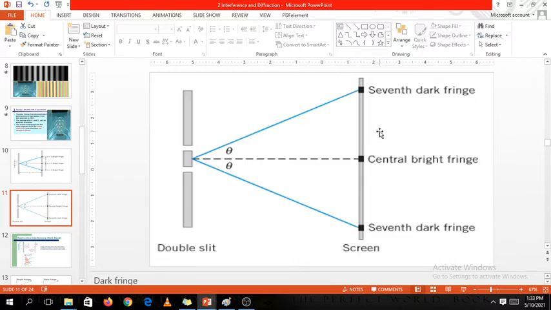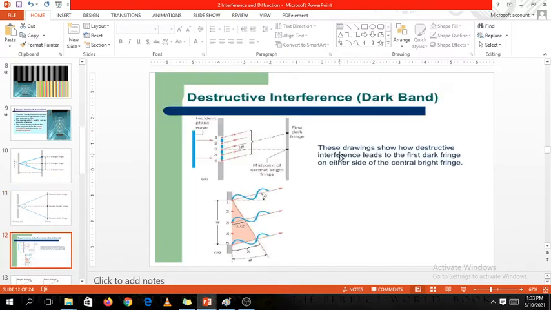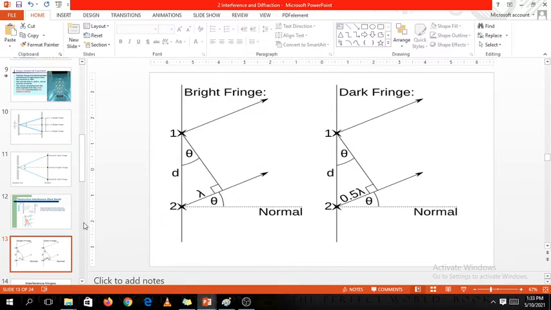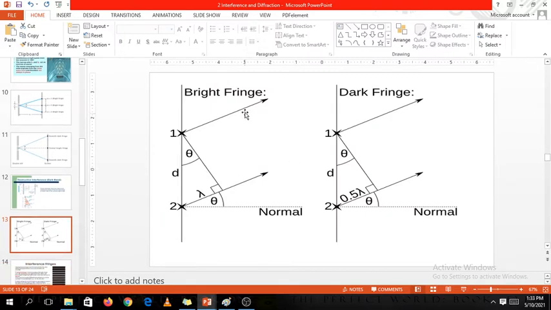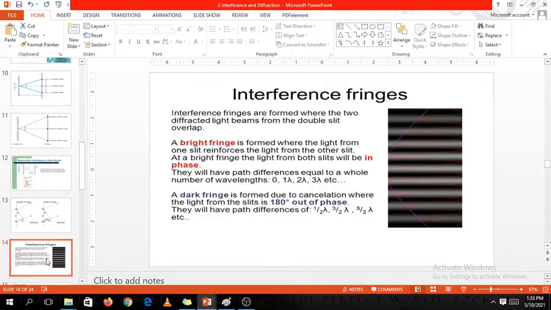So, for example, you have the central bright fringe and the seventh dark fringe. Bright and dark fringes have labels. The difference between a bright fringe and a dark fringe is that the dark fringe has half the distance between the two waves. That's why there is 0.5 lambda or wavelength. While the bright fringe has the same, or in phase, distance. In phase, out of phase.